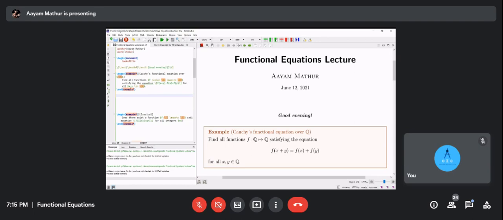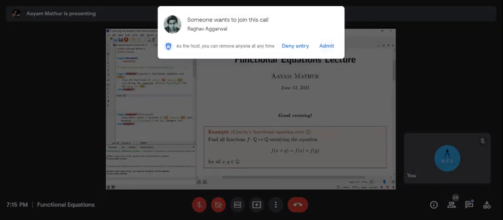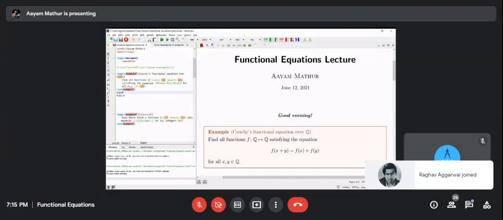And when we're trying to do that, f of 0 equal to 0 is super apparent if you just plug in x equal to y equal to 0. Does everybody agree with this?